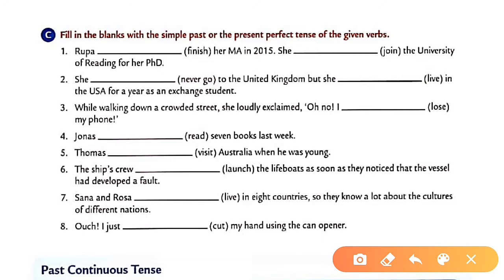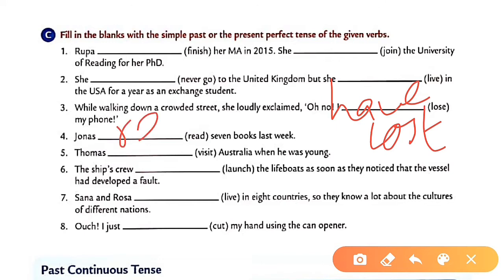While walking down a crowded street, she loudly exclaimed, "Oh no, I have lost my phone." So it is simple present perfect tense: I have lost. Move to number 4. John read seven books last week. John read, simple past tense. Thomas visited Australia when he was young. Thomas visited.